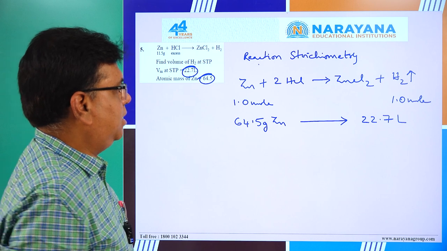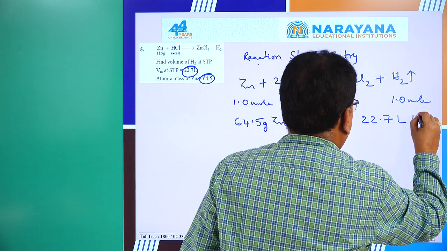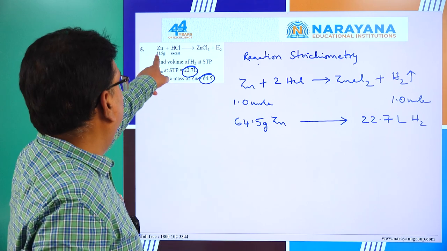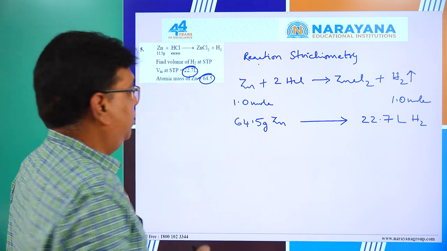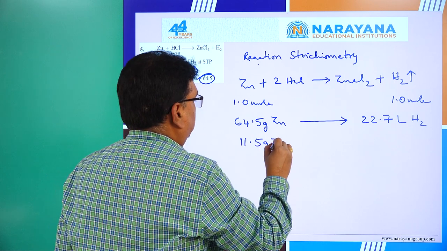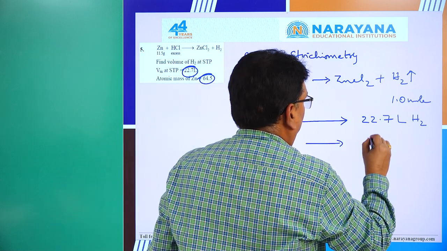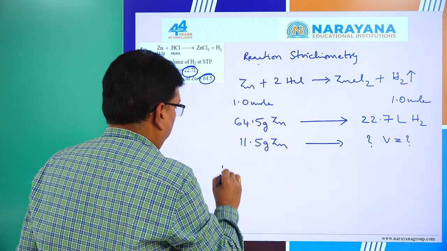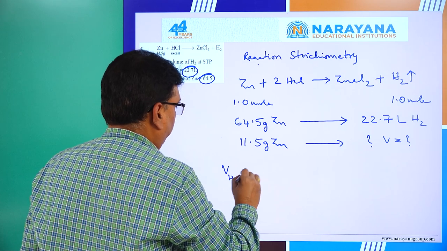Grams of zinc in the reaction will give you 22.7 liters of hydrogen gas. Then the question asked is what? Zinc given is 11.5 grams. 11.5 grams of zinc will give you what volume of hydrogen?